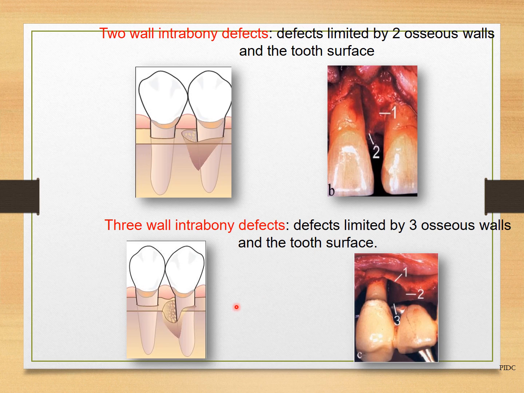And three wall defects: you can see that the defect is limited by three osseous walls and the tooth surface. So three osseous walls will be present and one of the walls will be lost. You can see that the mesial one is lost, and the buccal and lingual will be present. So this has more regenerative capacity and a good prognosis compared to the other two defects.